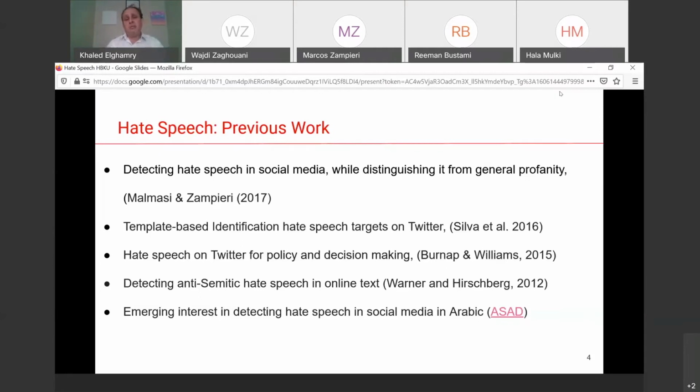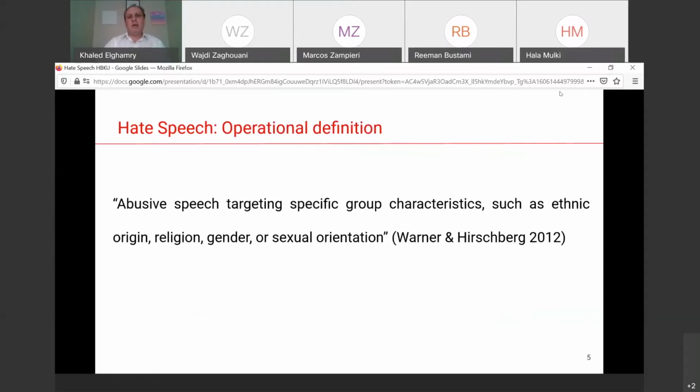And there is an emerging interest in detecting hate speech in social media in Arabic, and this is one of the features in the demo that you guys at HBKU are working on, which is really interesting work. So I'm trying to build on these and present some resources that can be used in the identification, detection, and measure of hate speech in Arabic.